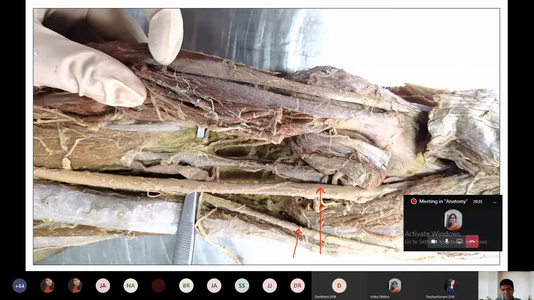And the tibial nerve is a big nerve. After supplying all the muscles of the back of the leg, it will go into the sole of the foot to supply all of the structures of the sole of the foot. These things we will see later also in the back of the leg as well as in the sole of the foot. And now come to here to identify this structure.